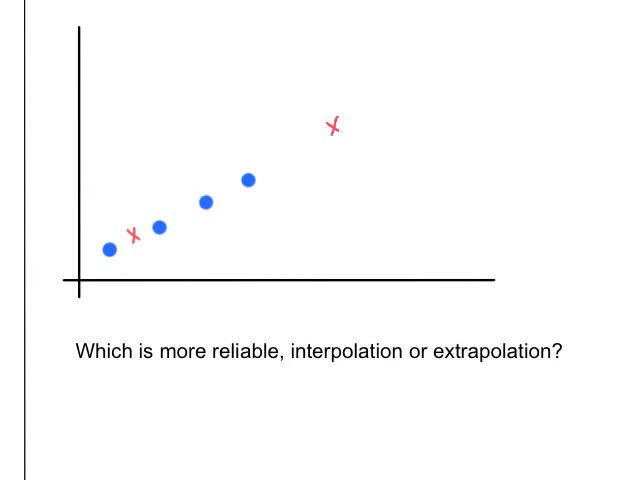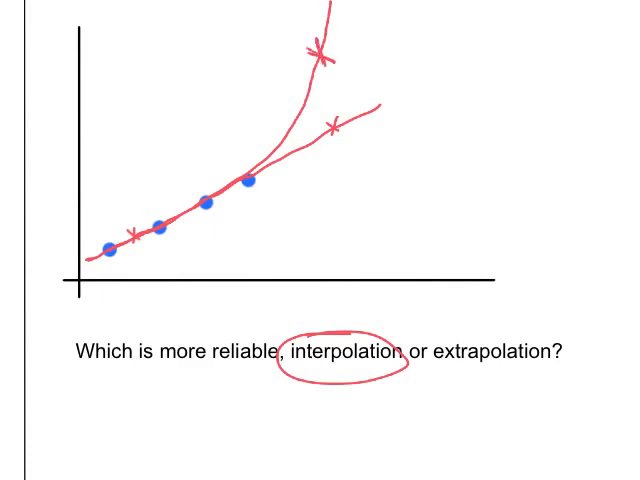Hopefully you said interpolation, and I'll tell you why. Because with our data, we don't know if this was going to be some sort of linear trend, or it may have turned out to be an exponential trend, and we just didn't take enough data to see that pattern occur. So our actual result might have been somewhere out here. So interpolation, because you've got two data points on either side, it makes it much more easy to predict something that's going to give you more reliable results.